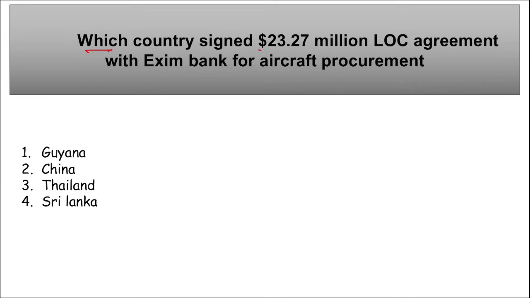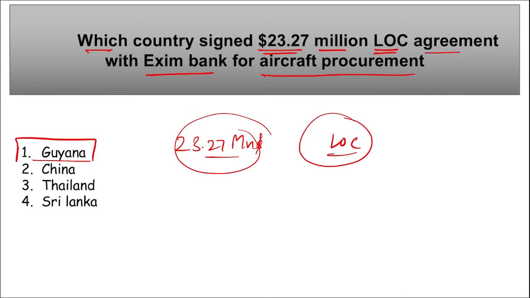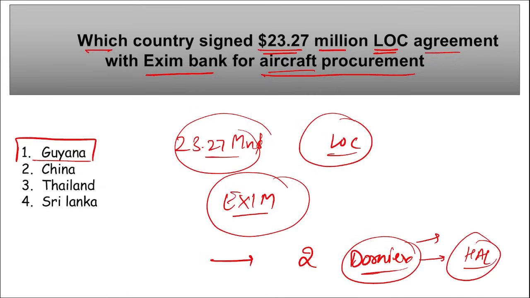Next is, which country signed a $23.27 million LOC agreement with Exim Bank for aircraft procurement? It is Guyana. Guyana has signed a 23.27 million line of credit, LOC. And it was with Exim Bank, the Export Import Bank of India, for the procurement of aircraft. Which aircraft? Two Dornier aircraft. These are surveillance aircraft. Take a note of this, important. And these Dornier aircraft will be developed by Hindustan Aeronautics Limited.